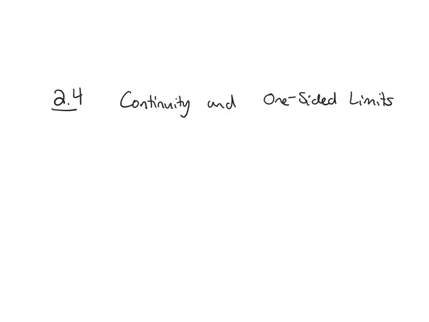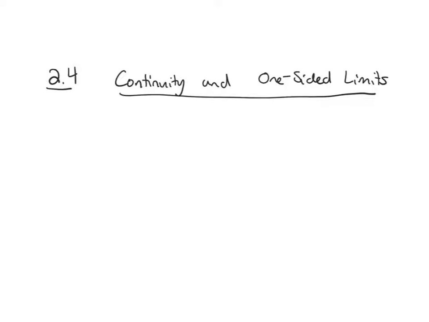We are starting section 2.4, which is about continuity and one-sided limits. So we're going to start by looking at some graphs of some functions. Just bear with me, I'm going to sketch out a couple of graphs here. We're only looking between x equals a and x equals b in these functions.